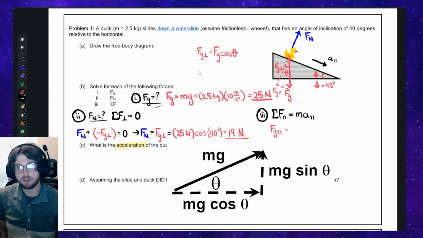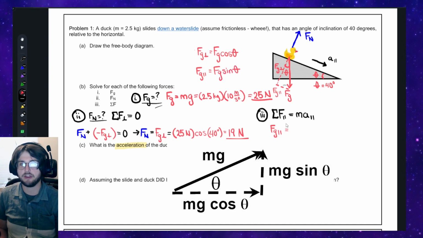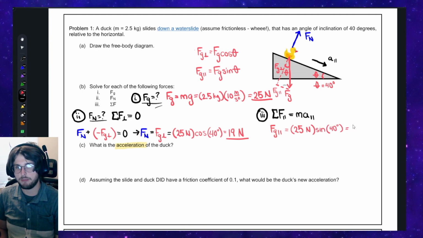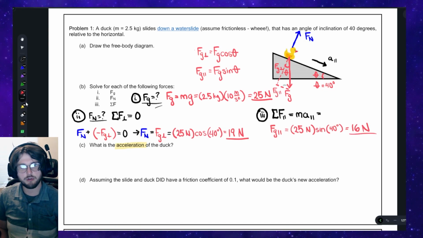So up here then, let's go ahead and find that, and we're looking at the opposite side with respect to the angle, so FG parallel. And so that's going to equal FG sine of theta, assuming again that gravity is the hypotenuse there. So then over here, let's just say 25 newtons, again, for the overall force due to gravity, times sine of 40 degrees. And that should equal about 16 newtons total. And that is our net force, believe it or not.